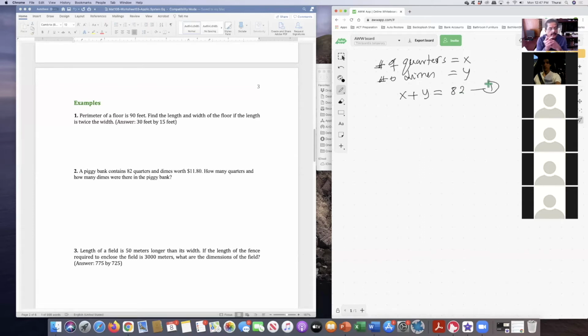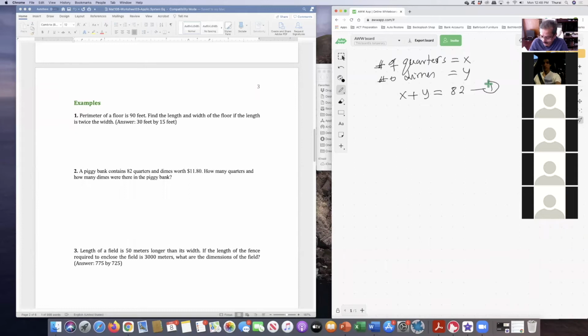Then it says the amount of these quarters and dimes are worth 11.80. So that's the monetary value of those coins equal to 11.80. So I had to translate the number of quarters and number of dimes into value. So these X quarters will have how much value in dollars? Every quarter has how much value as in dollars, the dollar value? $0.25. That's right. So X quarters are there.